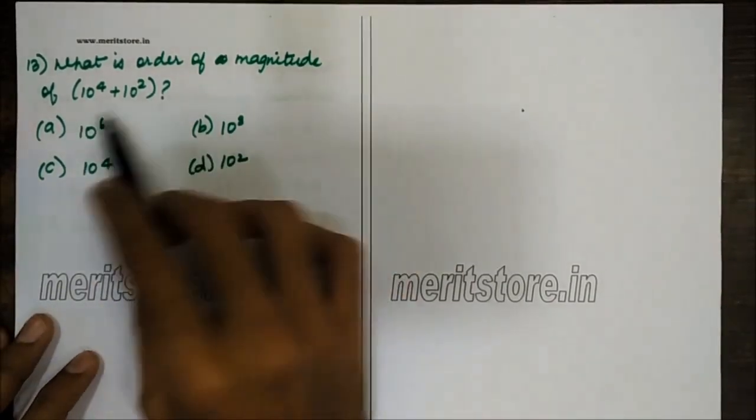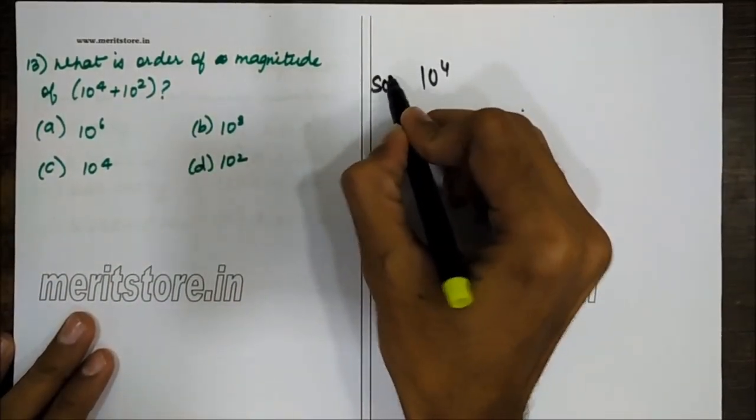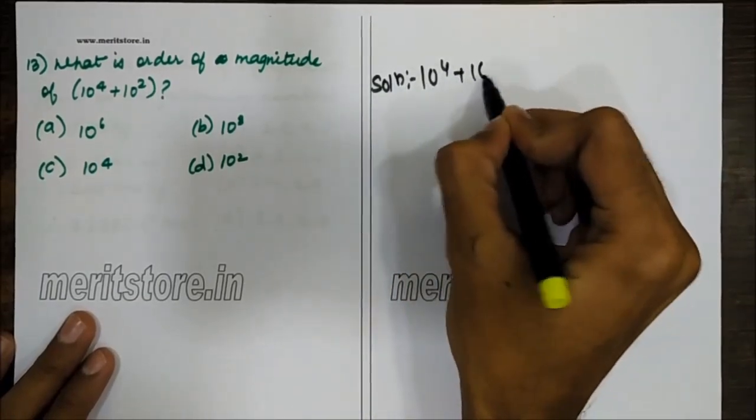What is the order of magnitude of the following sum, that is 10 raised to 4 plus 10 raised to 2?